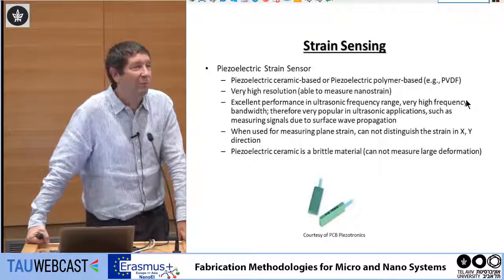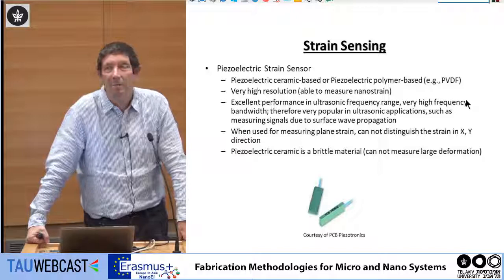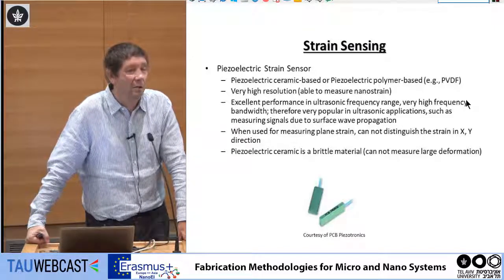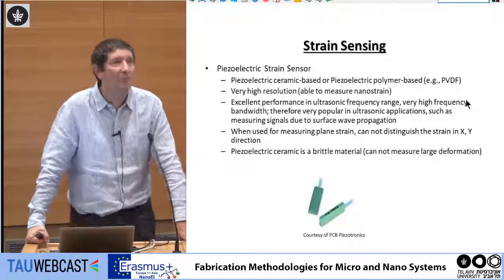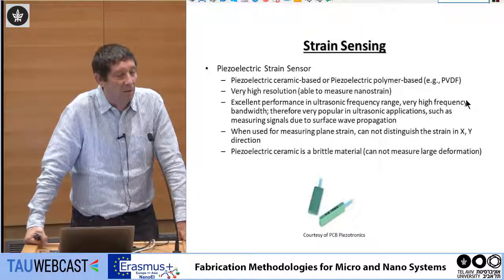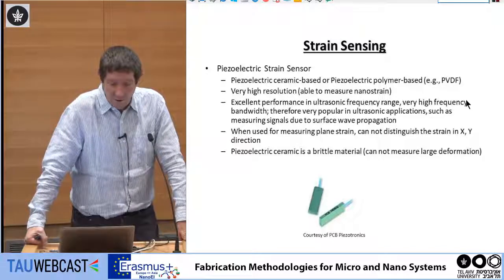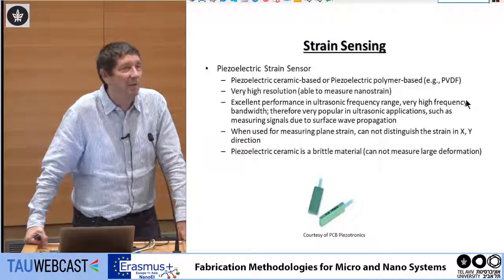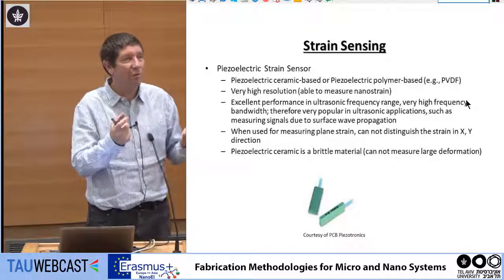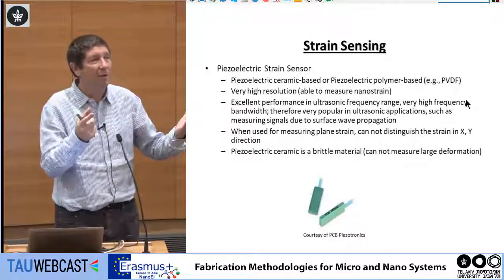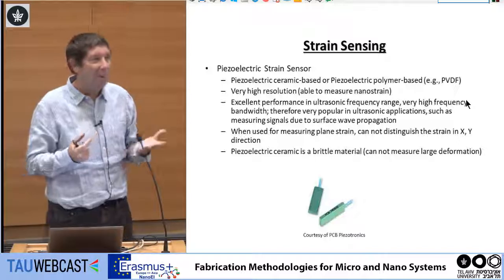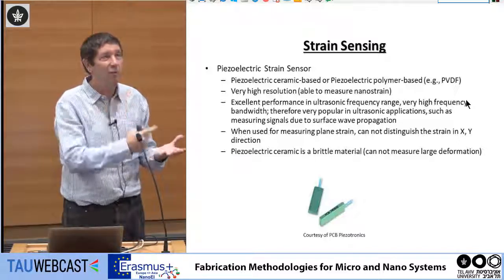You have piezoelectric materials like PLZT, lead zirconium titanate, or niobium titanate. Many metal oxides have a piezoelectric effect, which means if you apply force, they generate voltage, or the opposite, when you apply voltage, they generate force. But they can detect force because they directly convert deformation into voltage.